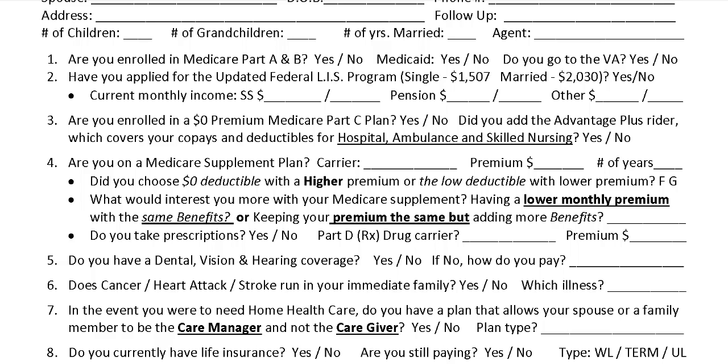But did you add the Advantage Plus rider, which covers your copays and deductibles for your hospital, ambulance, and skilled nursing? Most of the time, the high 90% time, they're going to answer no to that question. And that is a great way for you guys to add thousands of dollars of extra income for yourself. My viewpoint is, every agent out there that's selling Medicare Advantage, if you don't add in this product, you are now working for me, because I'm going to add it in for you.